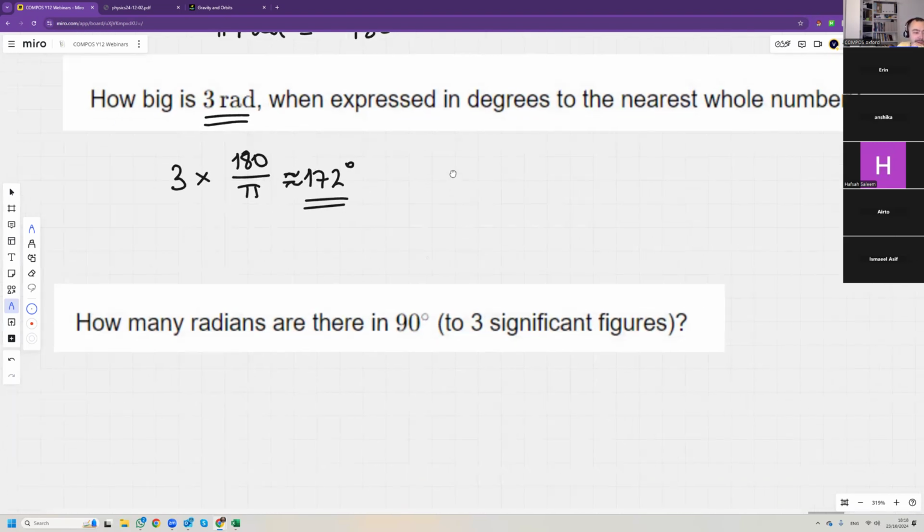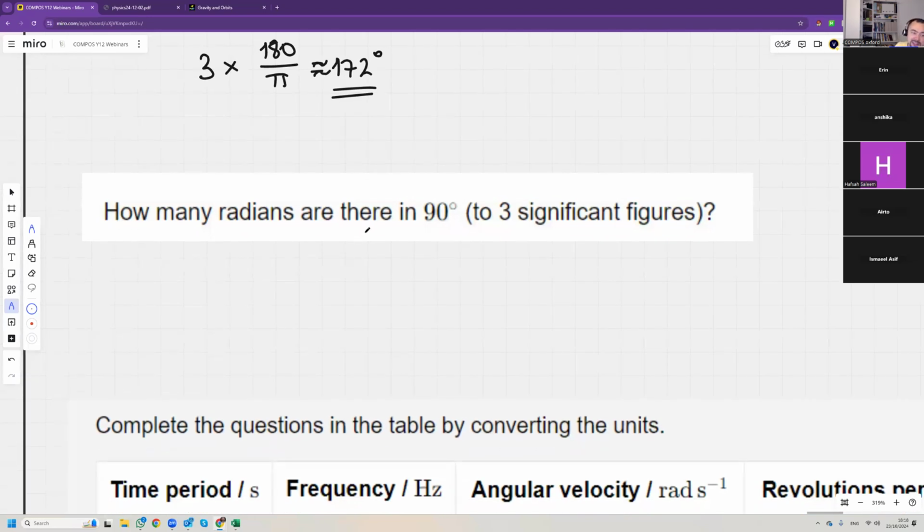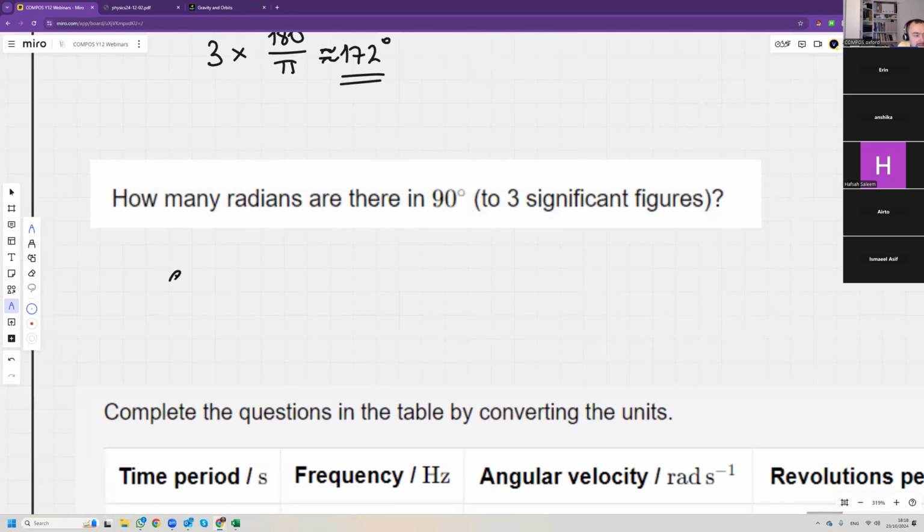Okay. How many radians are there in 90 degrees? Well, you want to convert 90 degrees to radians, so you multiply by pi over 180. That gives you pi over 2 radians, which is approximately 3.14 divided by 2. That's 1.57 radians.